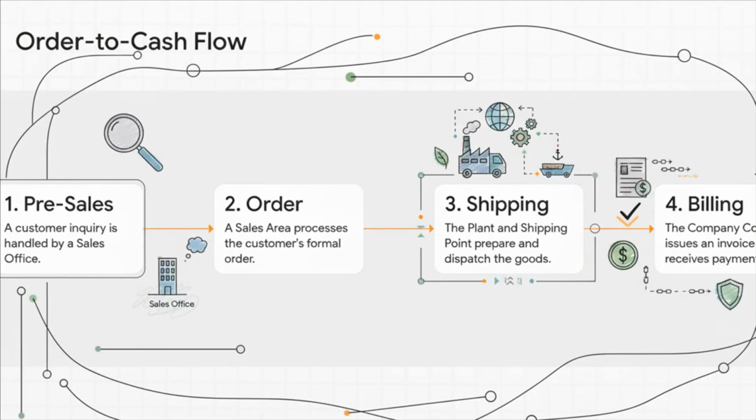A customer calls in with a question. That's handled by a sales office. Then they place an order, and it gets processed by that specific sales area we just talked about. Next, the factory, the plant, gets the order and sends the car out from its shipping point. And finally, the right legal entity, the company code, sends out the bill and collects the money. See? Every single step is perfectly guided by the structure we built.